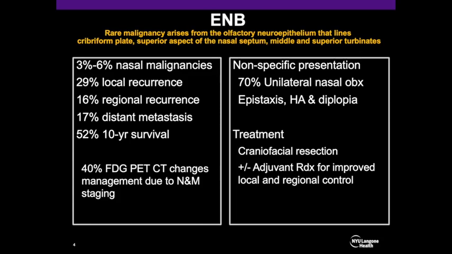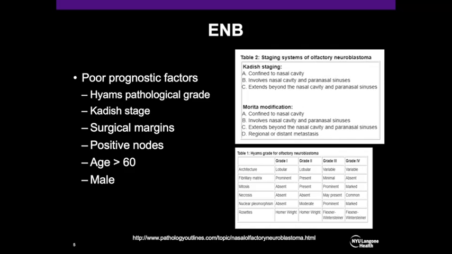However, this improvement is still not good enough because the 10-year survival is still lingering around 52%. So I believe that with better molecular imaging methods, we can improve that number. The prognostic factors of esthesioneuroblastoma that define whether patients get post-surgical radiation or chemoradiation are listed here.